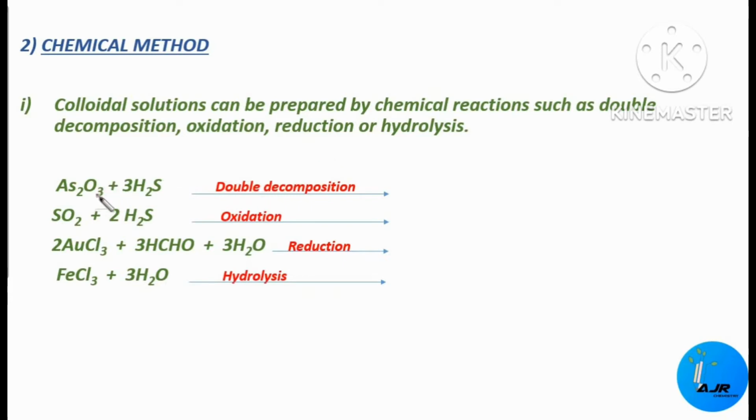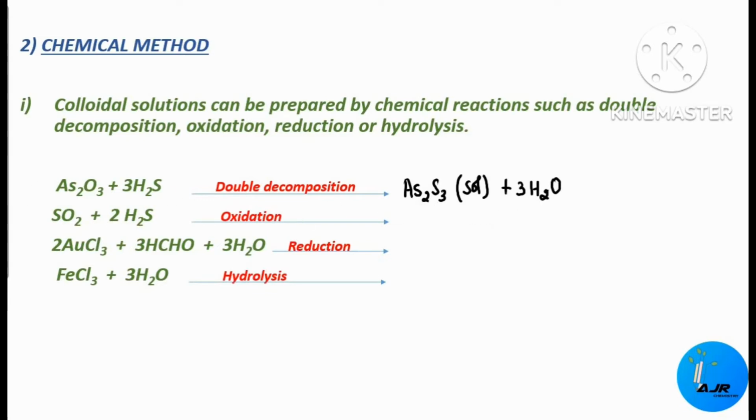Here we are going to produce the colloidal solution of arsenic sulfide. So what happens here? Let us see: As2O3 plus H2S, hydrogen sulfide. This undergoes a double decomposition reaction and we get the product As2S3. Actually this is the colloidal sol, and along with this we will get 3 molecules of water.